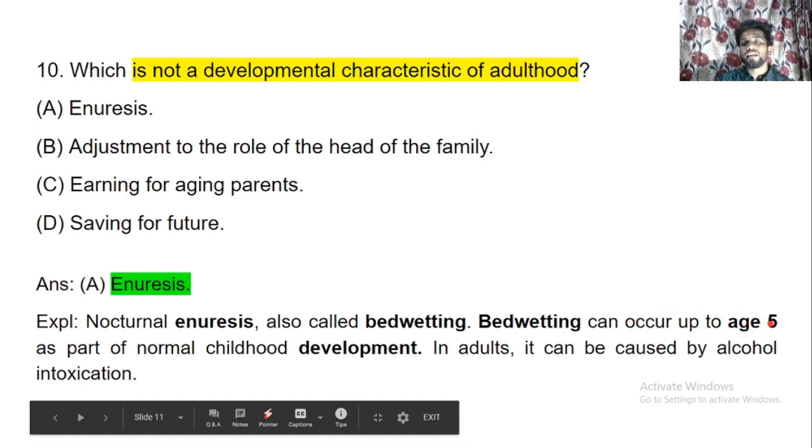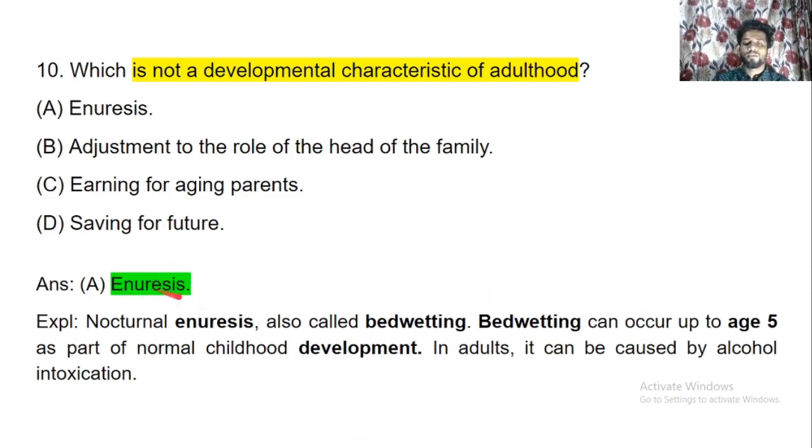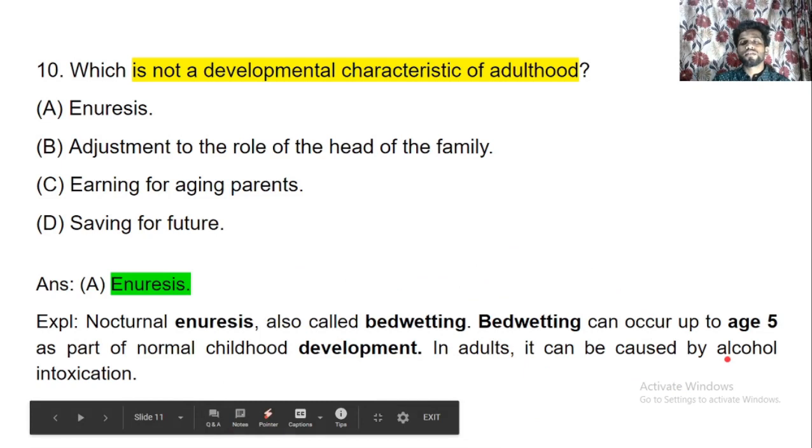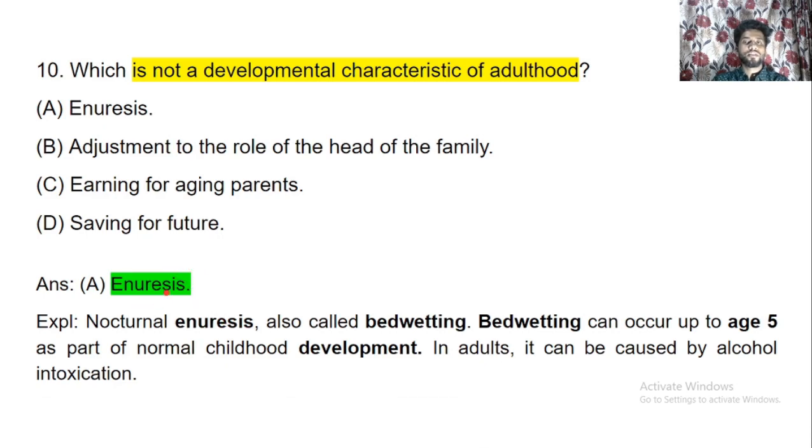Bedwetting occurs normally at the age of 5 or before, or in case of some problem it can persist, but normally it's not a characteristic of adulthood. In adults it may happen because of alcohol and intoxication. So enuresis is not a characteristic of adulthood.